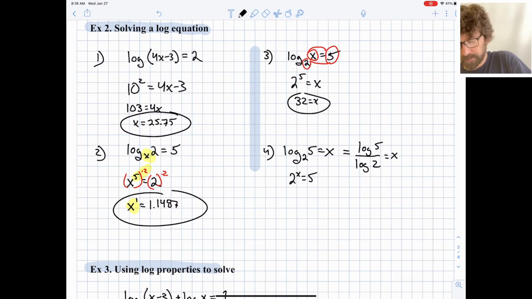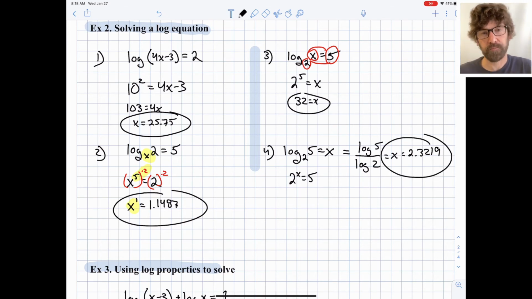And I get x is equal to 2.3219 for that one. Okay, so those 3 problems are pretty important because I showed you the unknown variable x in each of the possible different places, and we followed some similar but slightly different strategies to solve for x.